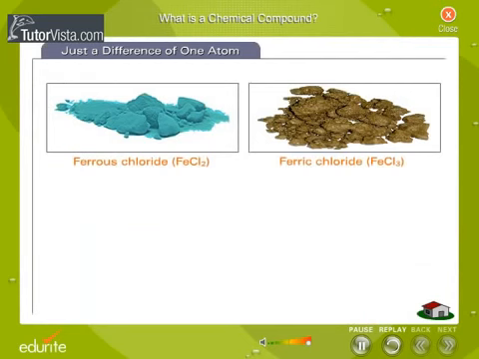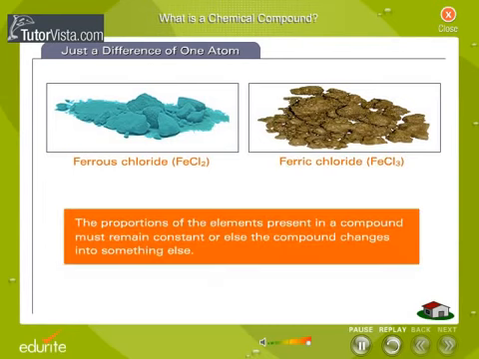Just a difference of 1 atom. The compounds displayed here may not look alike, but they are made of the same elements, iron and chlorine. The only difference between them is 1 atom. Ferrous chloride, FeCl2, has 1 atom of chlorine less than ferric chloride, FeCl3. The proportions of the elements present in a compound must remain constant, or else the compound changes into something else.